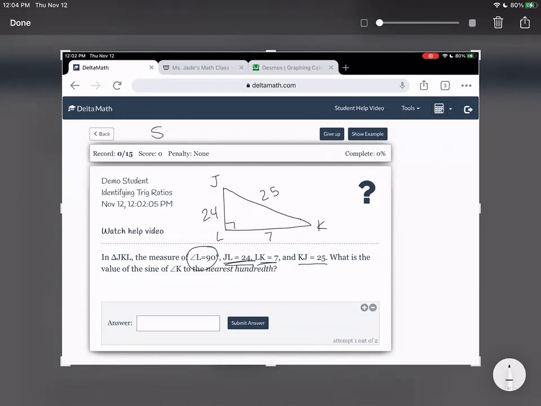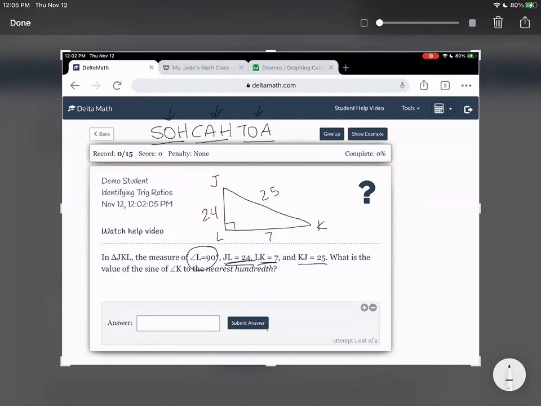So let me remind you what SOHCAHTOA looks like. Here is SOHCAHTOA. Of course, you could have it on your notes as well, but since our screen is small, I'm just writing it up here for you. We want the value of sine. So is that the SOH, the CAH, or the TOA? Which one has the S? The SOH. Good.